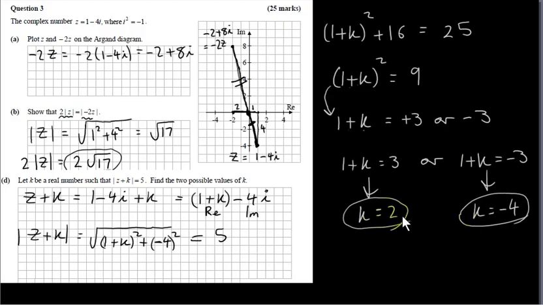We can very quickly check these. Now, as an aside, I will just show a mental check. If we plug 2 in for k here, we have 2 plus 1 is 3. 3 squared is 9. 4 squared is 16. 9 plus 16 is 25. The square root of 25 is 5. It checks out. If we plug minus 4 in for k, we get 1 plus minus 4, or 1 minus 4, which is minus 3. Minus 3 squared is plus 9. 9 plus 16 is 25. The square root of 25 is 5. So both of these check out.